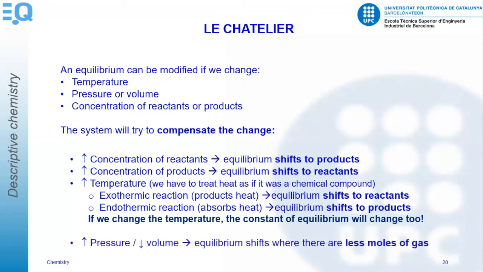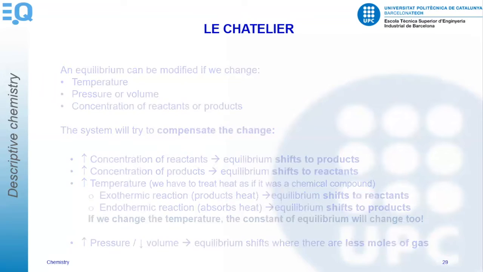Finally, if we increase the pressure of a reaction, for example, which is the same as decreasing its volume, to try to compensate the change, the equilibrium will decrease the number of gaseous molecules. Solid and liquid ones will not be taken into consideration, as they don't affect the pressure of the system. Therefore, the reaction will move to the side of the reaction with fewer moles of gas.